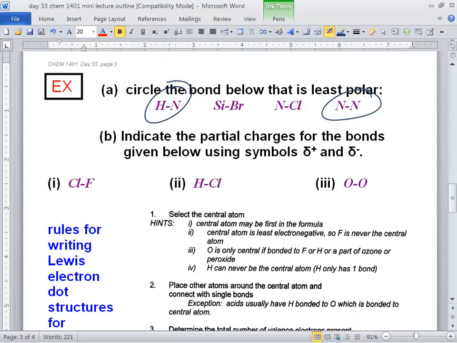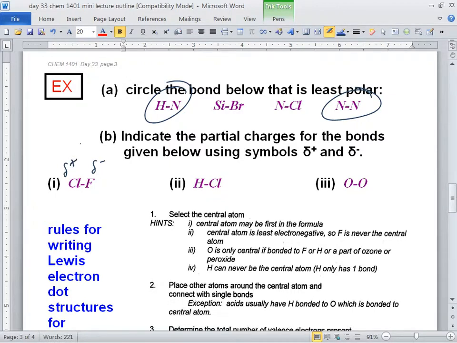So Lauren, how about the chlorine-fluorine bond? Chlorine the negative one, and fluorine the... Everybody agree? Go on to the next one. Which one is more electronegative? Fluorine. So fluorine should have the negative, because nothing gets more electronegative than fluorine.